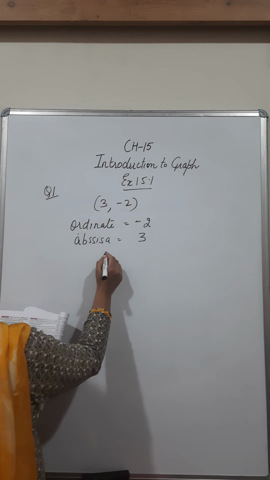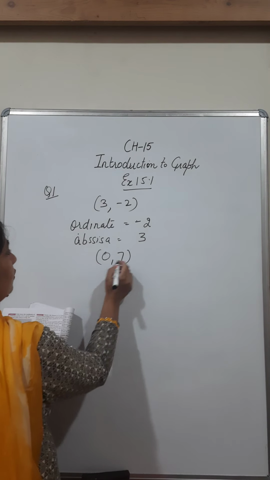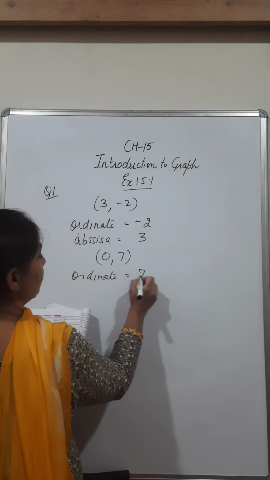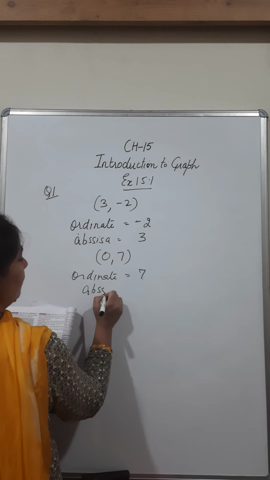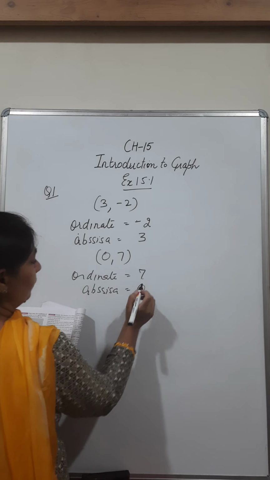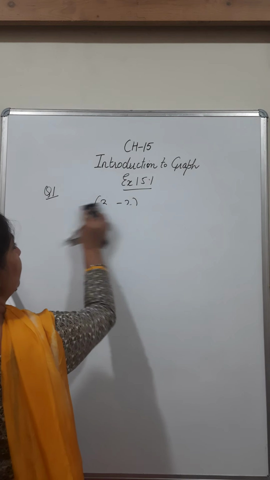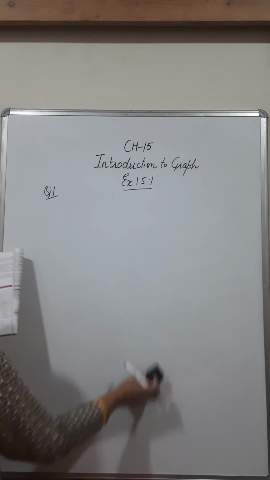Similarly, if you have a point 0 comma 7, what will be the ordinate? The ordinate will be equal to 7 and the abscissa will be equal to 0. Clear, beta? In the second question, you have to tell in which quadrant the following points lie.